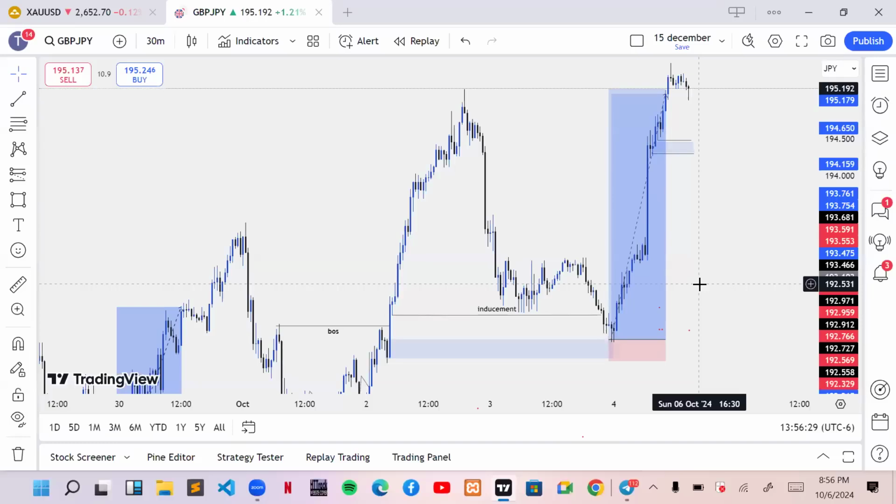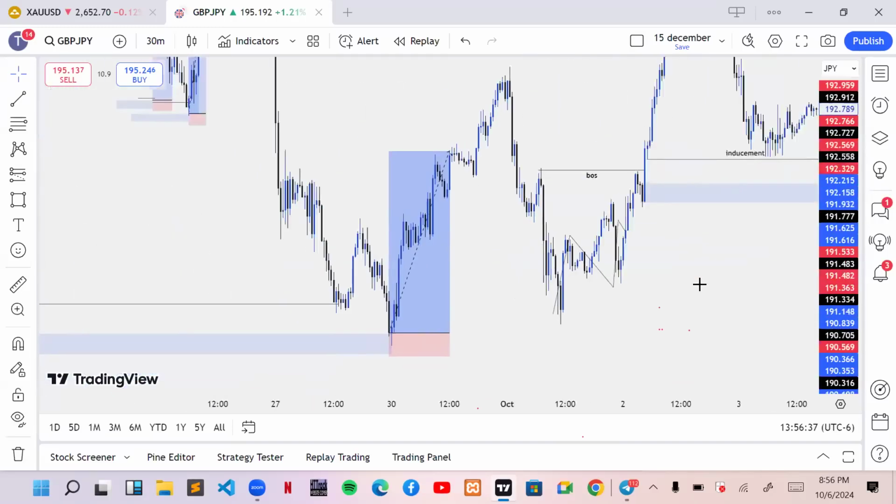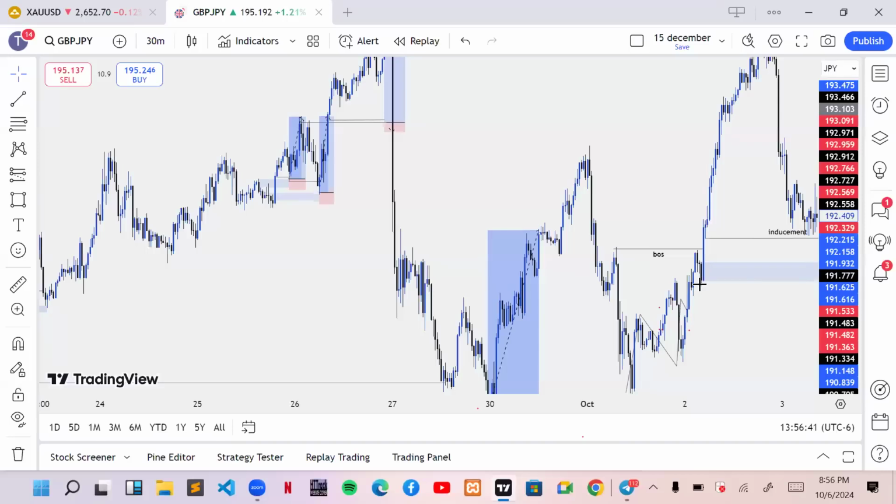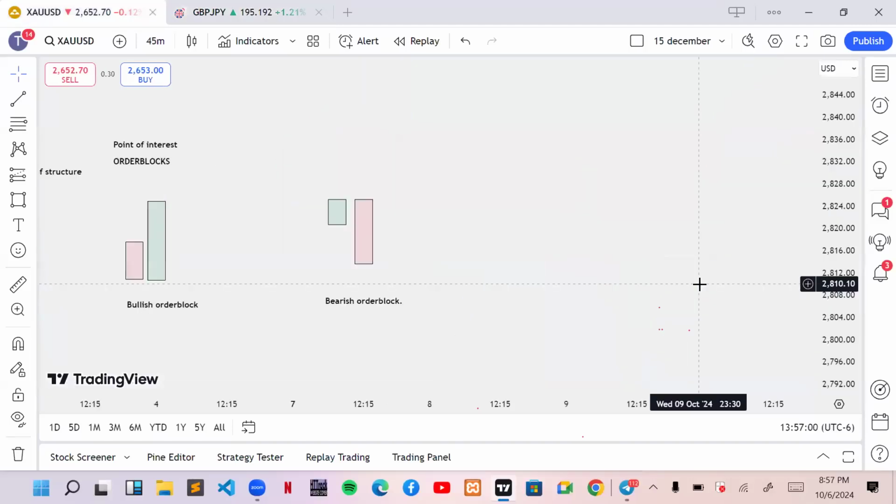Market structure, liquidity, and then point of interest. For the market structure part, you look out for your market structure shifts or your break of structure. In the liquidity part, you look out for the inducement, which is the first pullback that the market makes after a break of structure or a market structure shift. And then for your point of interest, if you're using other blocks, there's the bullish other block and the bearish other block. Depending on what you're looking for, it tells you which one to take your trade with.